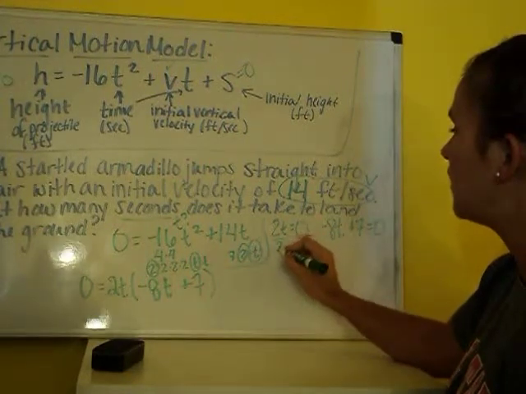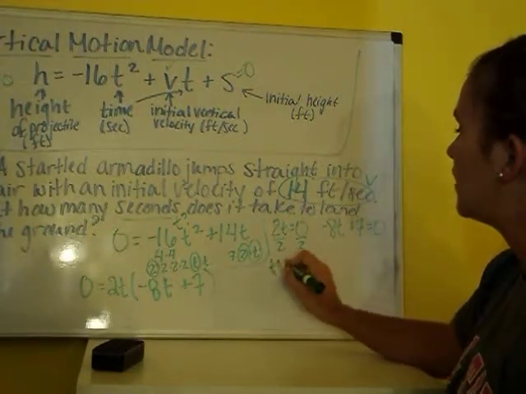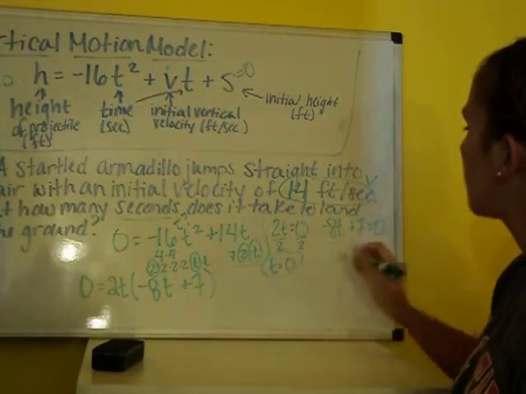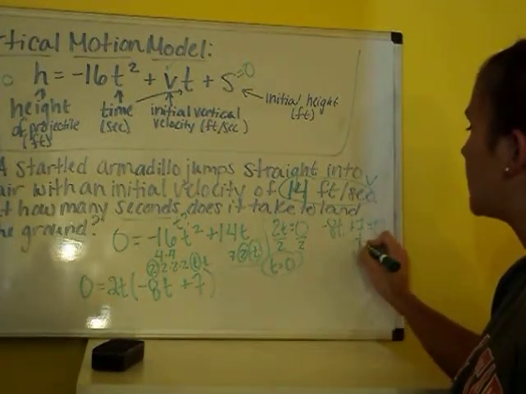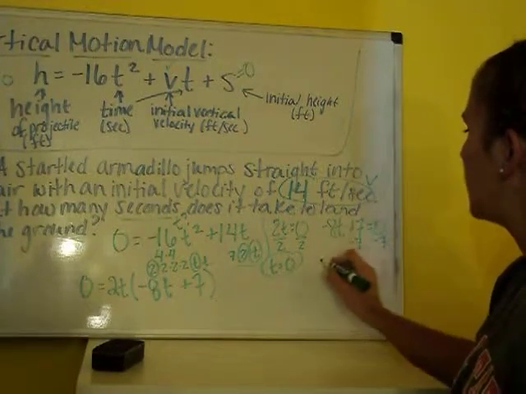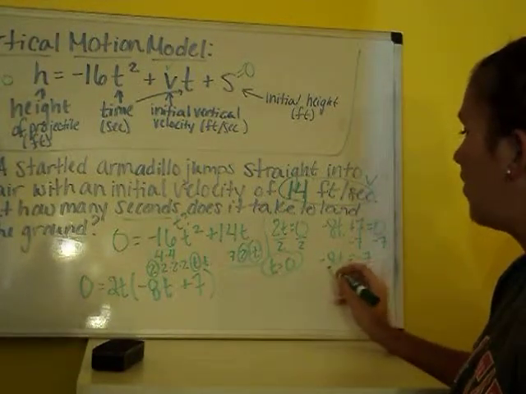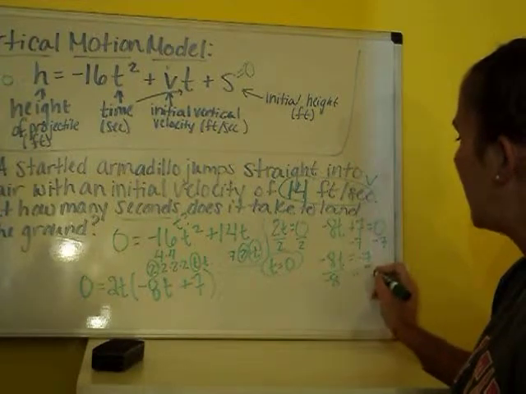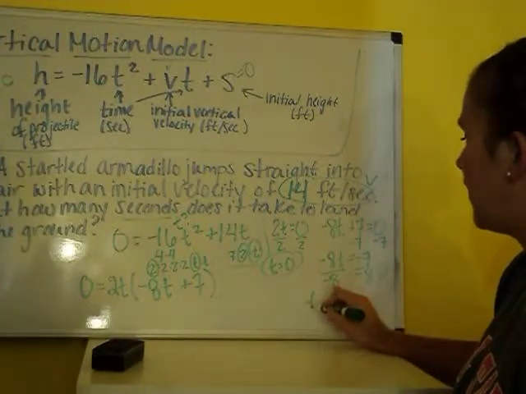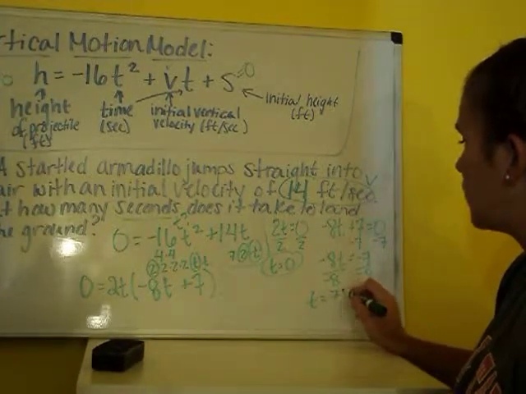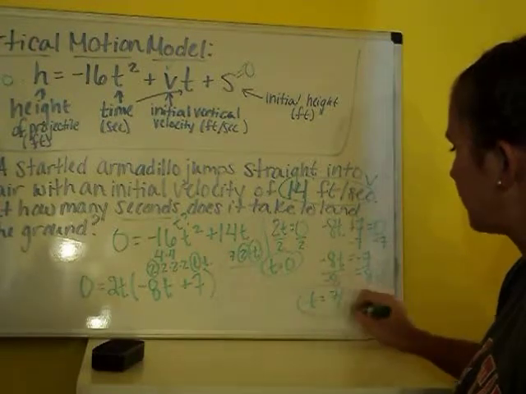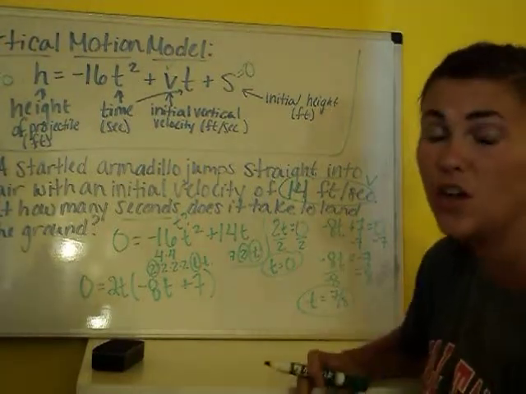Okay, so here if I divide by 2, t equals 0. Here to solve, I'm first going to subtract 7. So I get negative 8t equals negative 7. Then I divide by negative 8. And negative divided by negative is a positive. So I get positive 7/8. Okay, I have two answers.